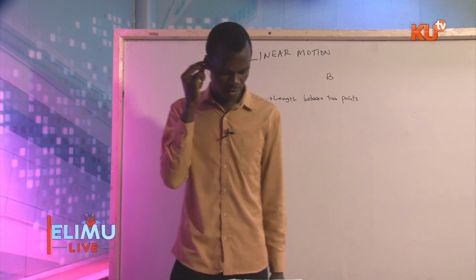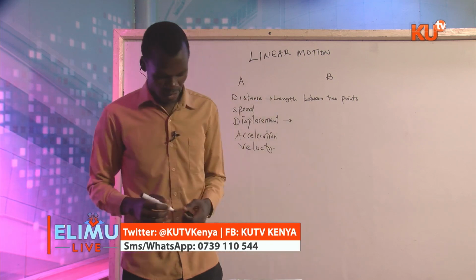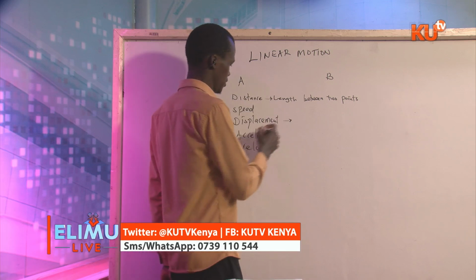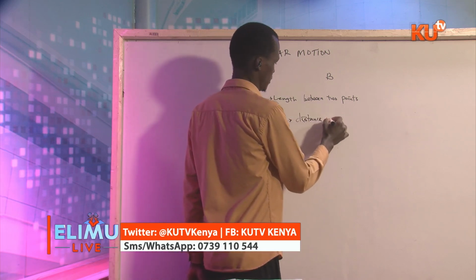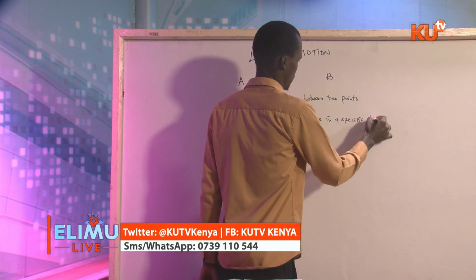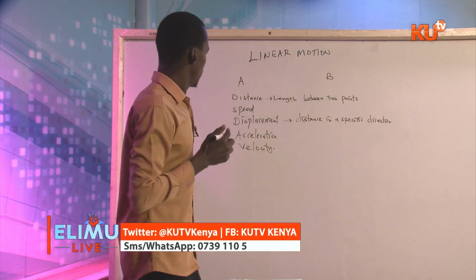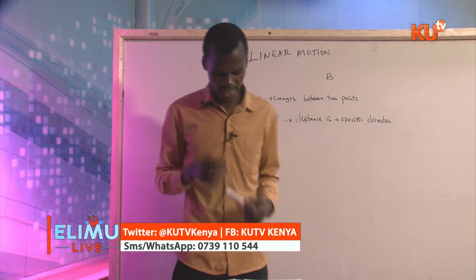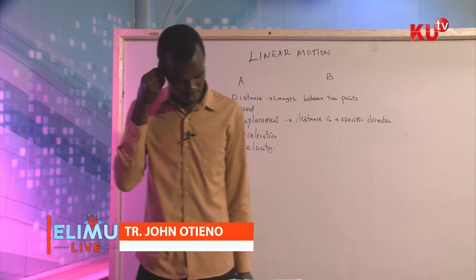Another definition that you want to look at is displacement. Now, displacement is just the distance in a specific direction. For example, if a particle moves from point A to point B, then we say that the particle is displaced from point A to point B.